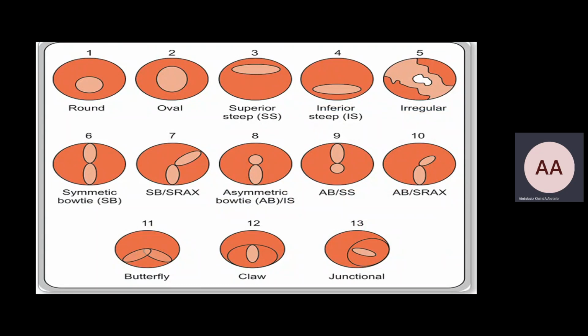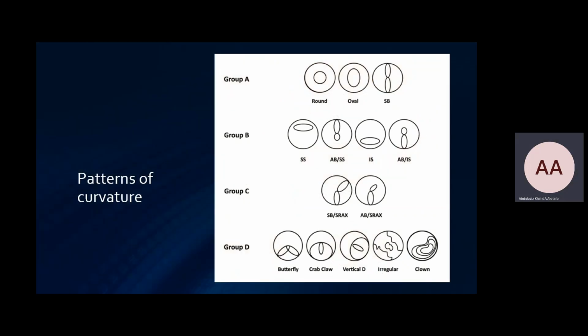These are some of the patterns that you might encounter in the sagittal curvature map. They can be categorized into four groups. The first group, or group A, is normal if the K readings are normal. It can be round, oval, or symmetric bow tie with no skewing.